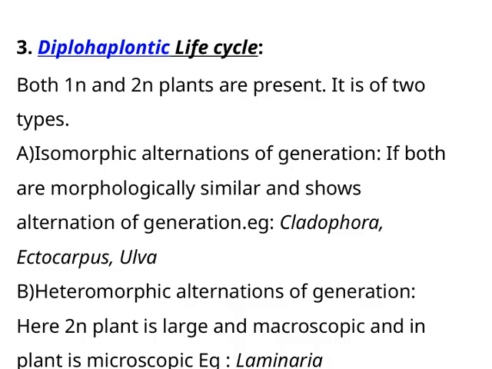Understanding these two types helps us grasp how complex and diverse plant life cycles can be, especially in algae, and how they adapt their reproductive strategies to their environment. This concept ties into the overall theme of plant evolution and diversity, showing how different organisms have evolved distinct ways to complete their life cycles.